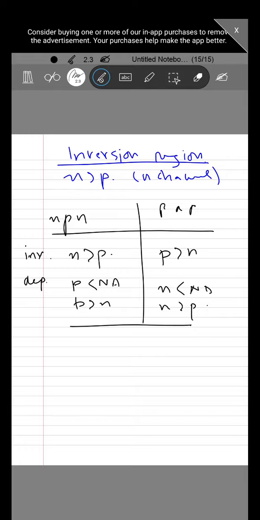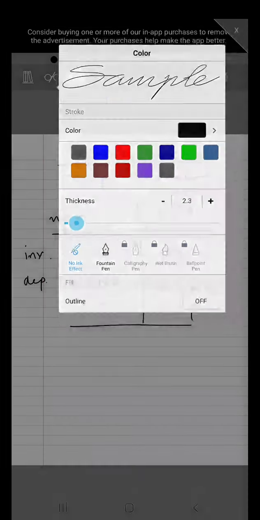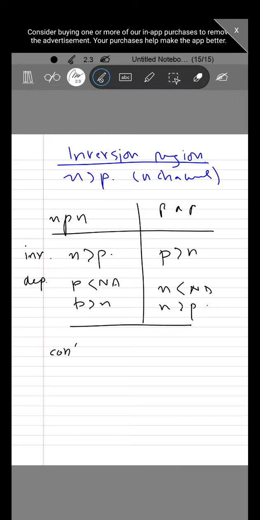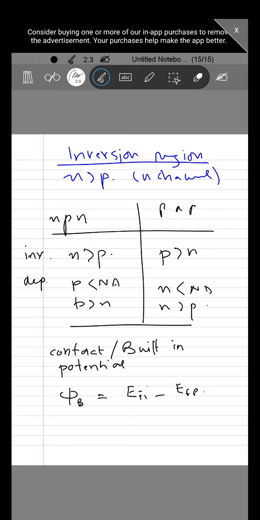Now the contact potential or the built-in potential phi B is the difference between the intrinsic Fermi level EFI minus the Fermi level due to p doping EFP, and the surface potential on the other hand is EFI on the surface minus EFI in the bulk.